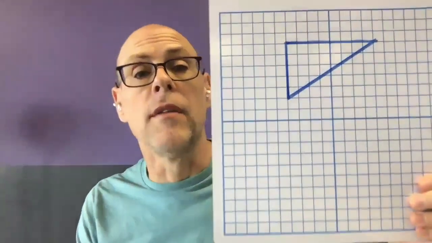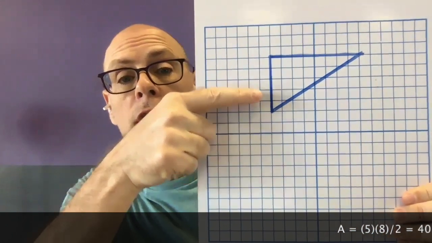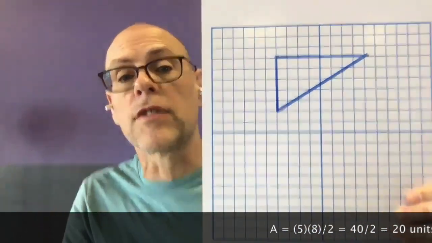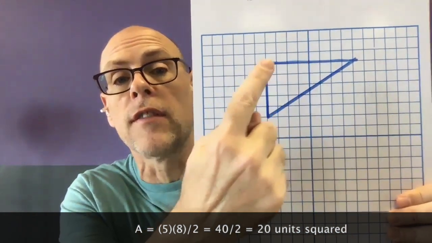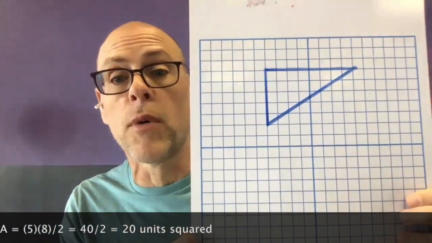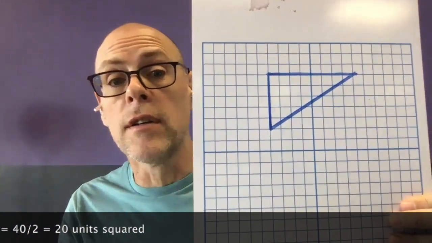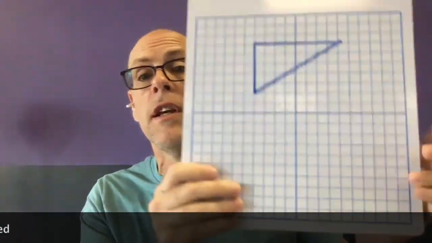Well, how am I going to find the area of a right triangle on a coordinate plane? I can simply count: 1, 2, 3, 4, 5. Let's call that our height. And 1, 2, 3, 4, 5, 6, 7, 8. Let's call that our base. 5 times 8 is 40. What's the area of this triangle? Not 40, it's 1/2 of that, so it's 20 square units. Super easy. So let's start out with a problem.